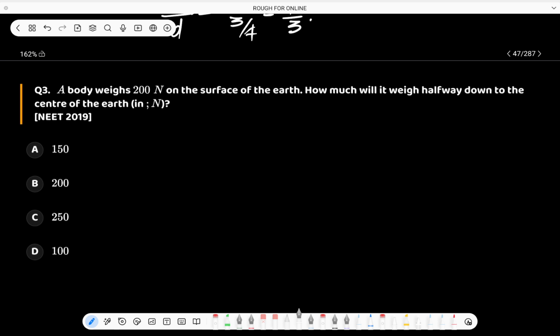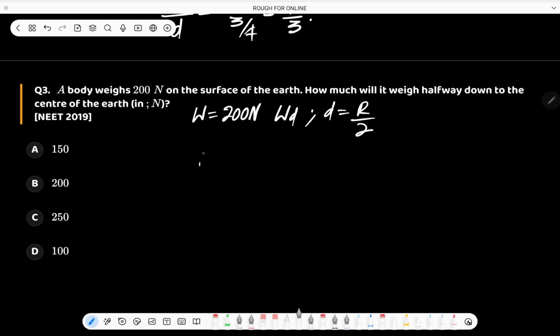So the next question is that the weight of the body on the surface of Earth is given, that's equal to 200 Newton, and we are supposed to calculate what will be the weight of the body halfway down to the center. Halfway down to the center implies that W is equal to 200 Newton, which is the weight of the body on the surface, and you are supposed to calculate the weight at the depth d, where d is equal to R divided by 2.